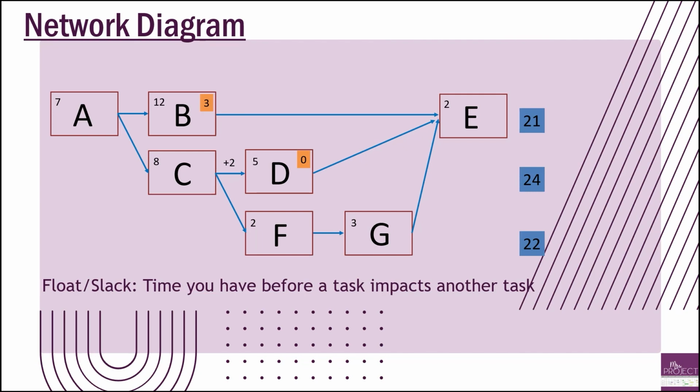For this first one, how many days do we have? Well, it's the difference between the 24 and the 21, so that's a 3. So if task B grew by 3 days, then it would be on the critical path. So that's how much slack it has. And then with the third path, you would do 24 minus 22, and that gets you the 2 days of float. So you have 2 days before it impacts.